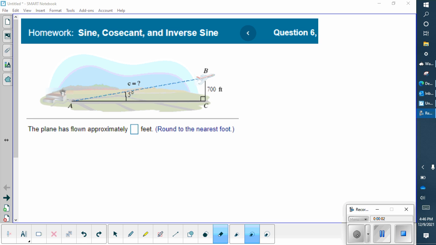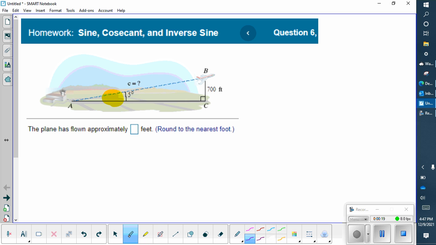Okay, here's a problem for the homework assignment: sine, cosecant, and inverse sine. And I can already tell this is a sine problem, not just because of the section it is in, just by identifying what's going on in this triangle. So if this is my reference angle, I'll highlight it here in yellow, the 5 degrees.